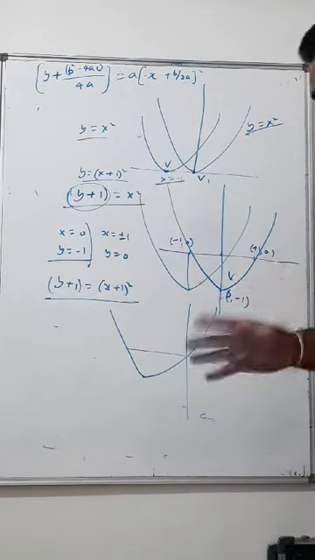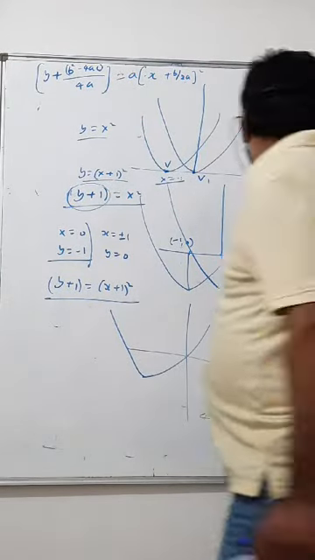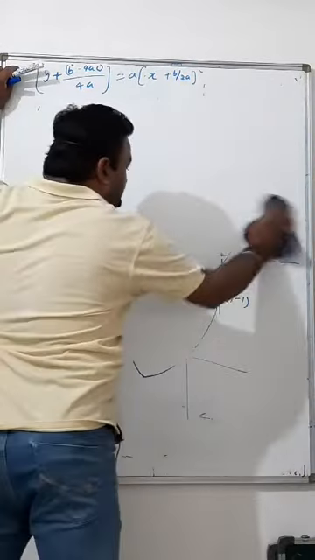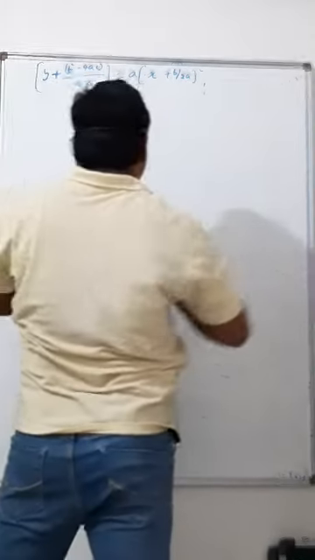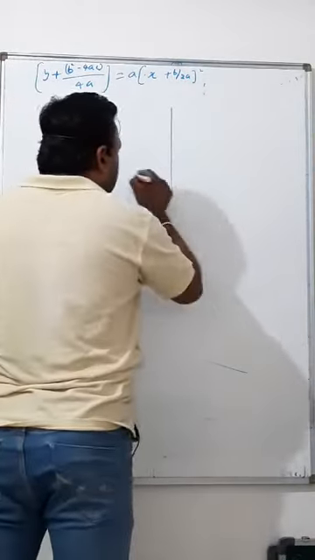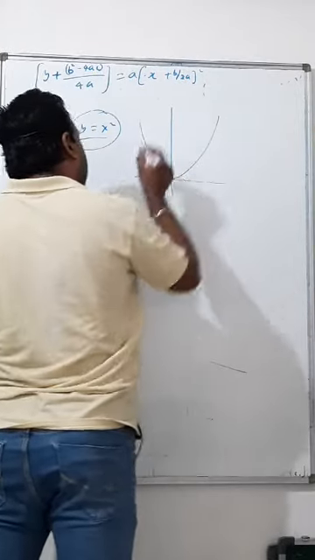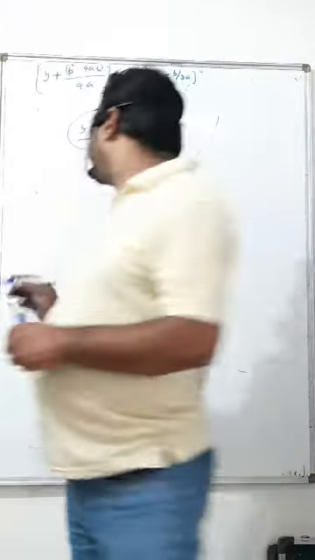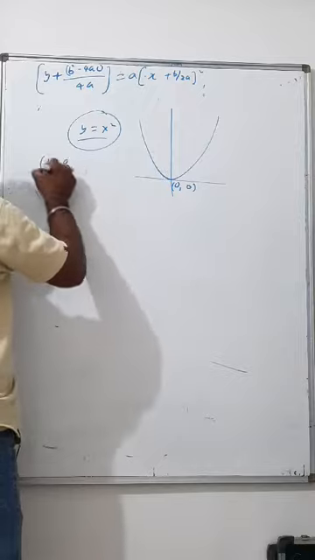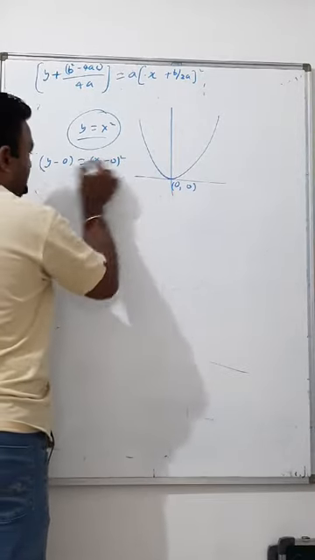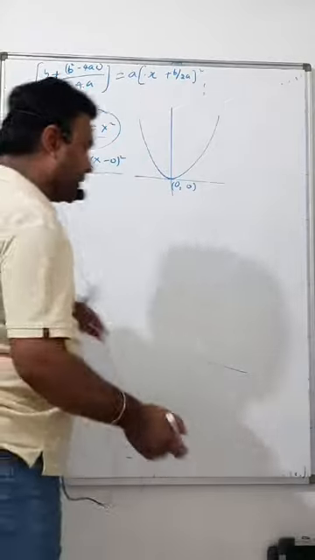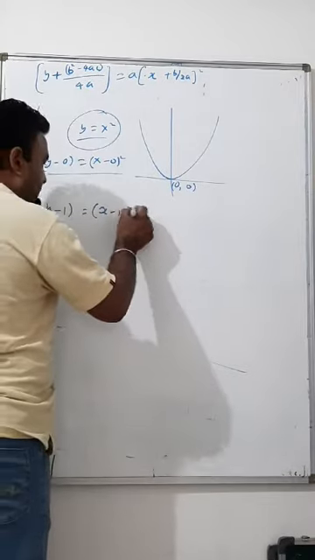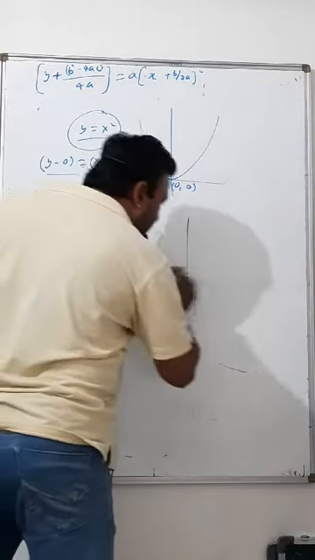Now, the standard form, what we do. For this graph, this vertex has coordinates 0, 0. How did we decide that? Because it is y minus 0, x minus 0 whole square. I want to do the same thing here. I write y minus 1 is equal to x minus 1 square. I hope now you understand.